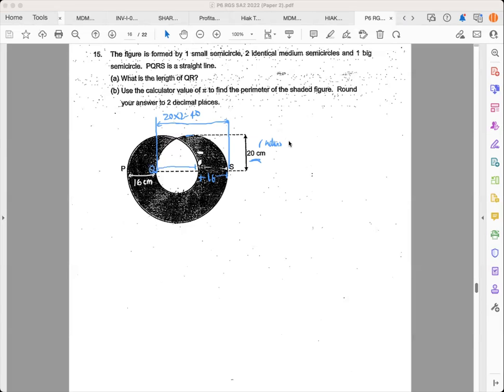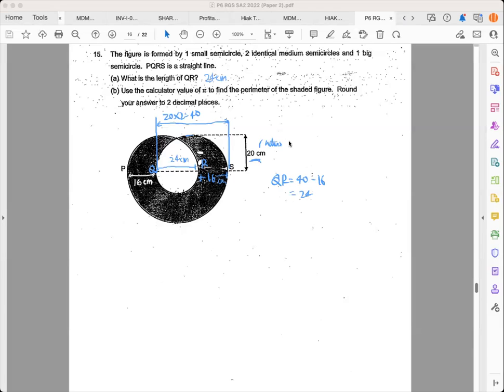Let's call this QR. So QR is equal to 40 take away 16, which gives you 24. So this is 24. The question is looking for the length of QR. Okay, we got it. This is 24 centimeters.